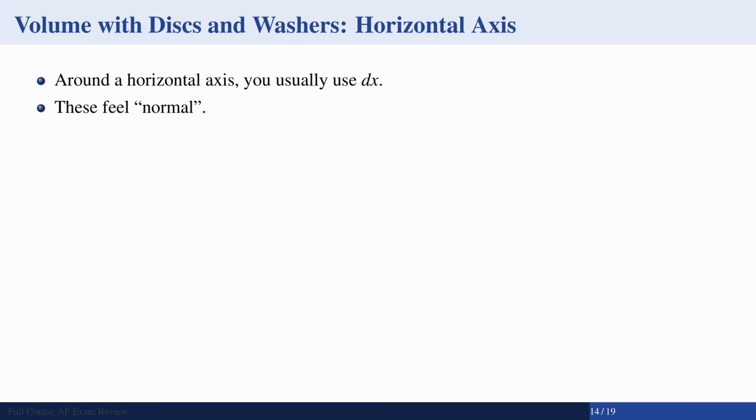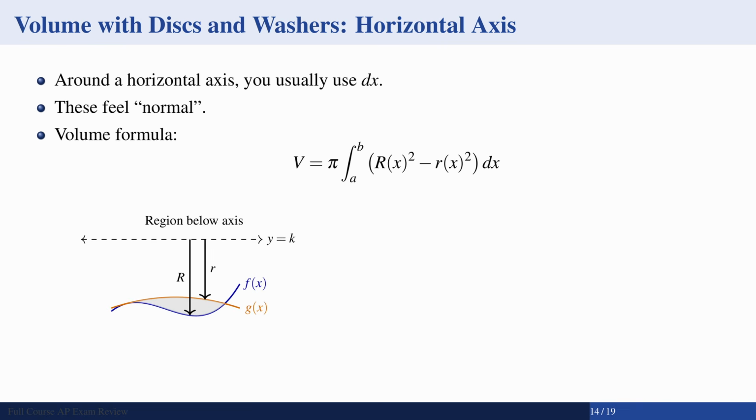These typically just feel normal, like people want to integrate with respect to x. In any of these problems, the volume formula is going to be pi times the integral from a to b of big R squared minus little r squared, and then dx. The thing that people forget is they definitely forget pi while they're doing these problems. I'm just going to show you the regions, and I'm not even going to do examples. I'm just going to show.